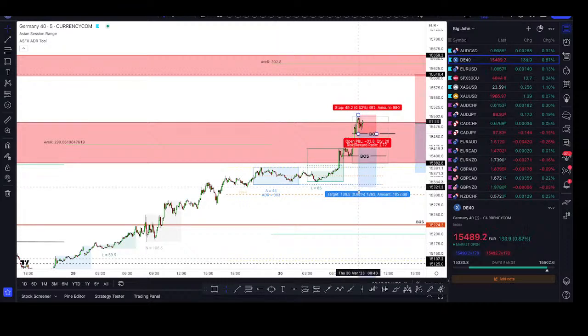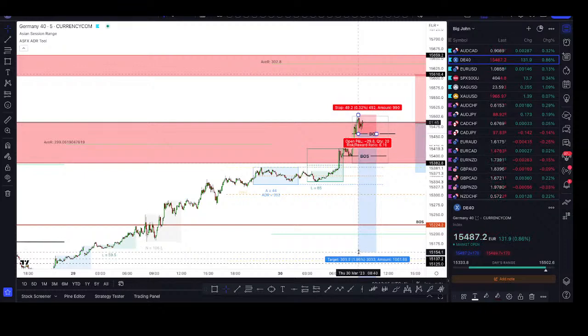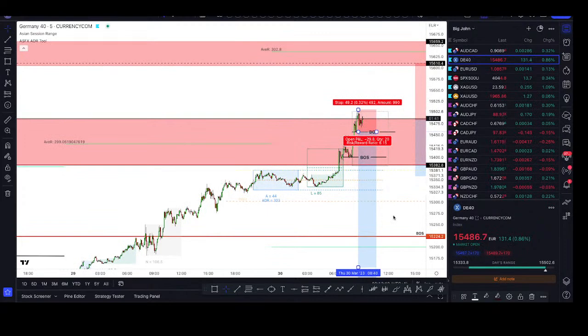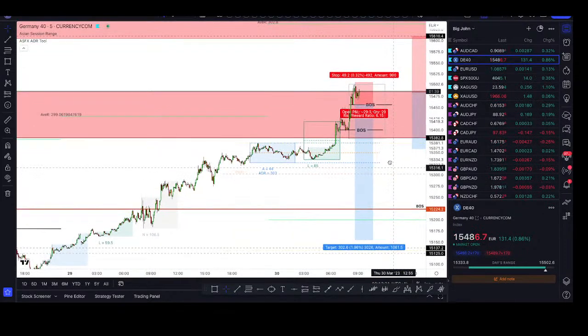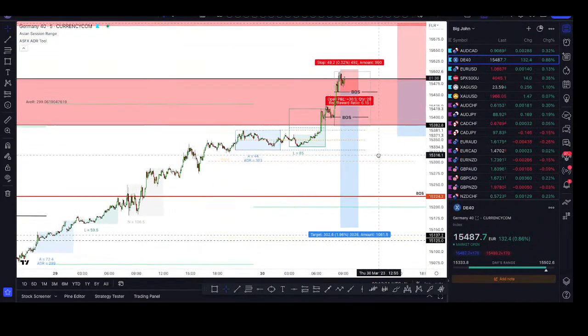So 302 would be this down here. This is German 30, DAX 40. But it's German 30, basically. It's an index. It's the only one coming up with a Neo setup this week. Everything else didn't go towards its supply area.